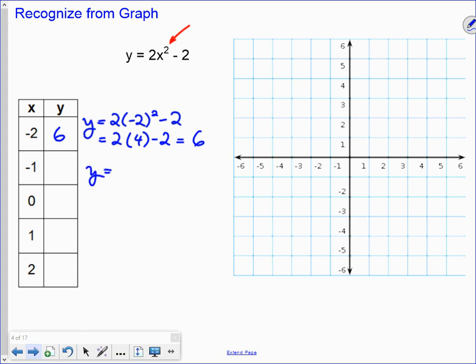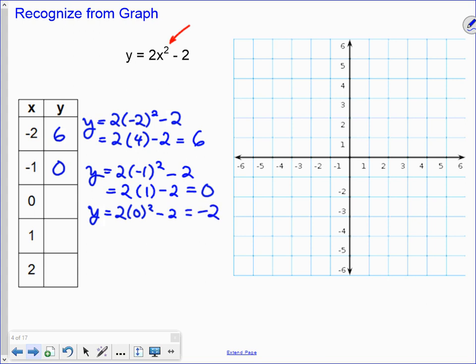Same thing for the next one. And this is especially true with these negative x values. Negative 1 squared is going to give me positive 1. 2 times 1 is 2, minus 2 is 0. And I can keep working my way down my table here. This one is going to be easy because 0 squared is going to be 0, times 2 is 0, minus 2, negative 2.